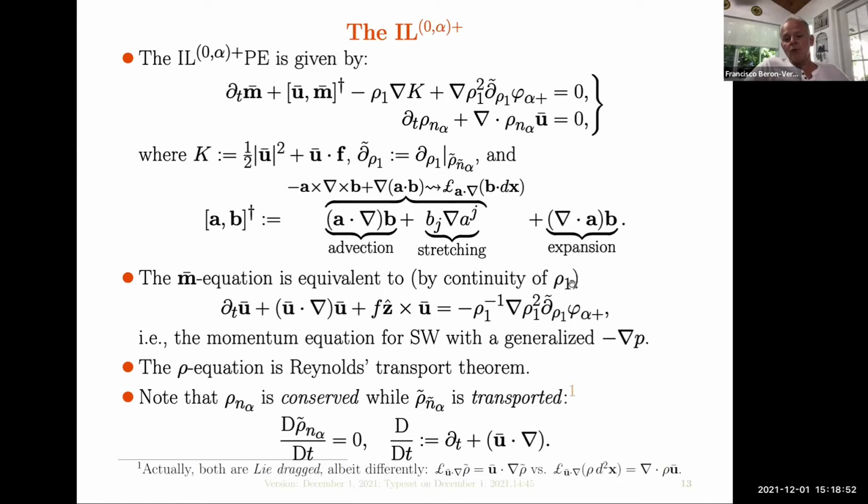If you use continuity of rho 1, we can write this M equation in a more familiar form. It's a momentum equation, and it's familiar to those of us involved in ocean dynamics. This is the shallow water equation with a generalized pressure gradient force in here. This conservation equation is just a Reynolds theorem for the rho quantities. We have to distinguish between the rho quantities and the rho tilde quantities, in the sense that the rho quantities are conserved and the rho tildes are transported.